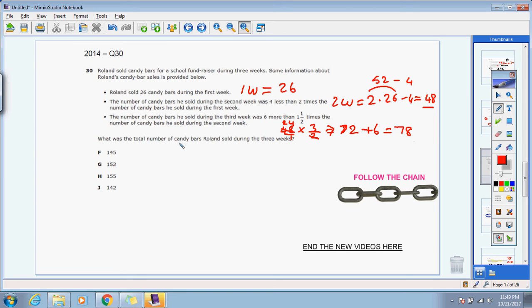What was the total number of candy bars sold during the 3 weeks? So let's add them up. First week was 26, second week was 48, and third week was 78. So let's add them up. 8 plus 8, which is 16, plus 6 will give us 22, carry 2. 7 plus 4 will be 11, plus 4 plus 2 will be 13, plus 2 will give us 15. So our answer is going to be G as in girl.